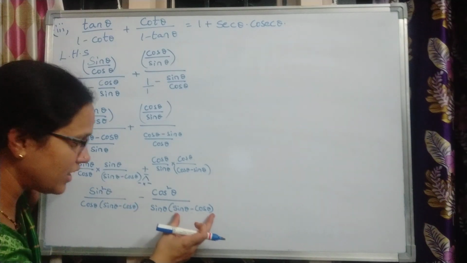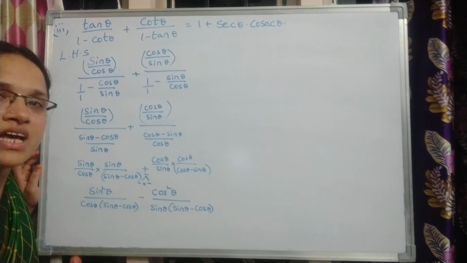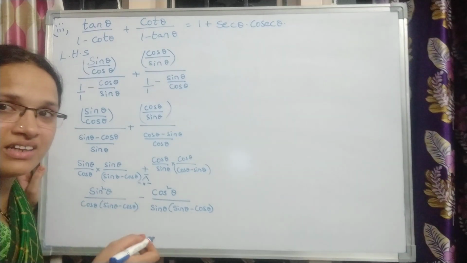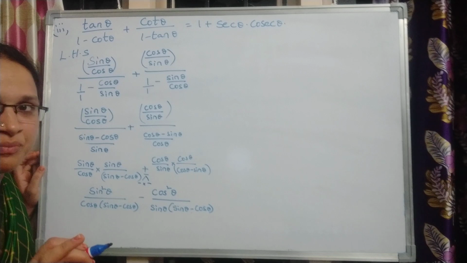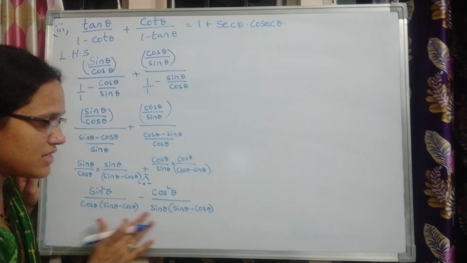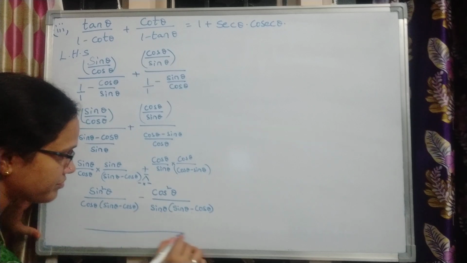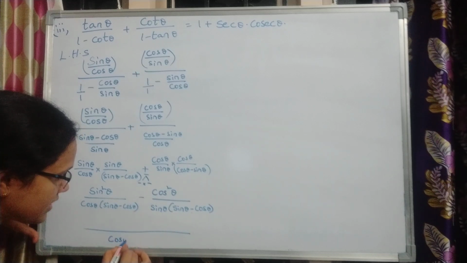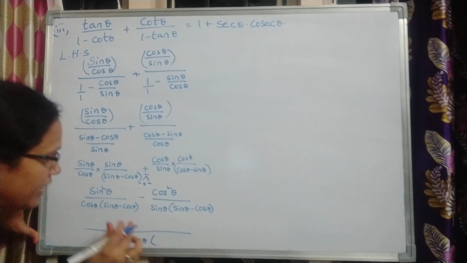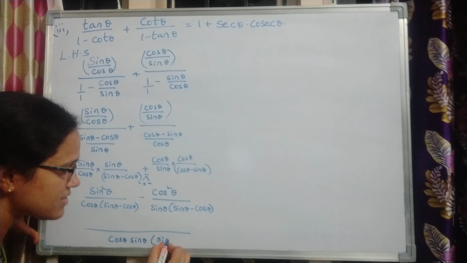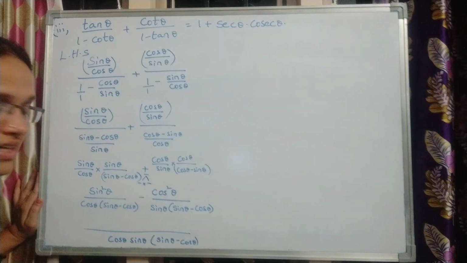Now you see why? Because in order to get a common thing, a plus b can always be written as b plus a, but you cannot write it in the subtraction form. A minus b is never equal to b minus a. So that is the reason why I brought them together. And now I'm going to take an LCM here, which is cos theta and one sine theta, into the common part, which is sine theta minus cos theta. Did you understand how I took the LCM?